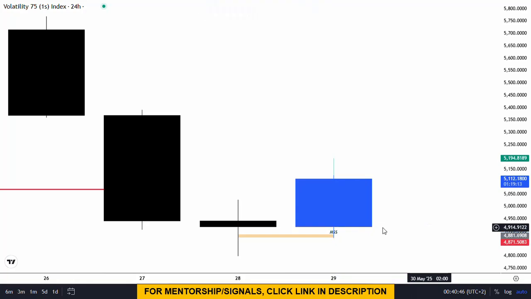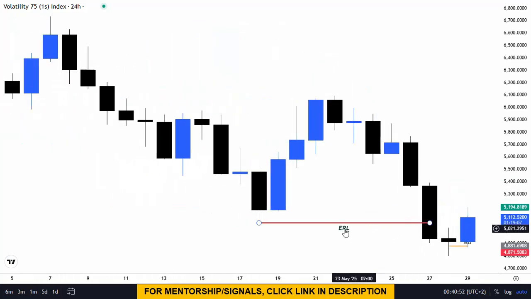Now, okay, let me just remove these things first so that I explain what's happening here. All right, first things first, price already took out external range liquidity. I know some of you still don't understand price movement on the daily chart, like moving from internal range to external range to internal range, those things. It's very important that you understand these things, guys. If you don't, you won't have a lot of confidence to hold trades for long.